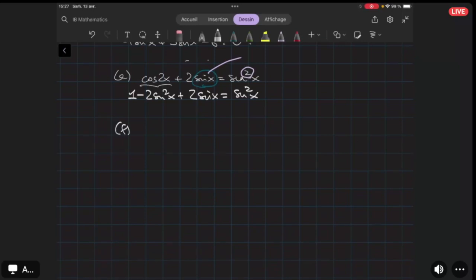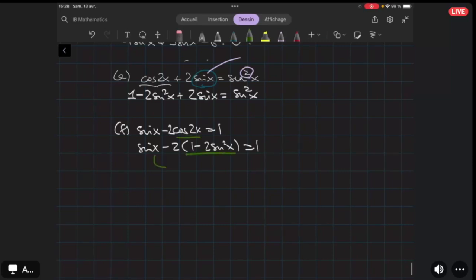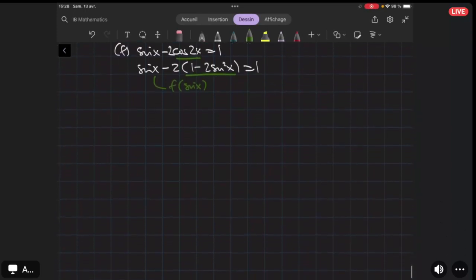F. I think you probably start to notice a pattern here. And again, you get a quadratic in terms of sine. So that's the point of the entire exercise: getting you to think about whether you should use 1 minus 2 sine squared, 2 cos squared minus 1, or even cos squared minus sine squared. Moving on.